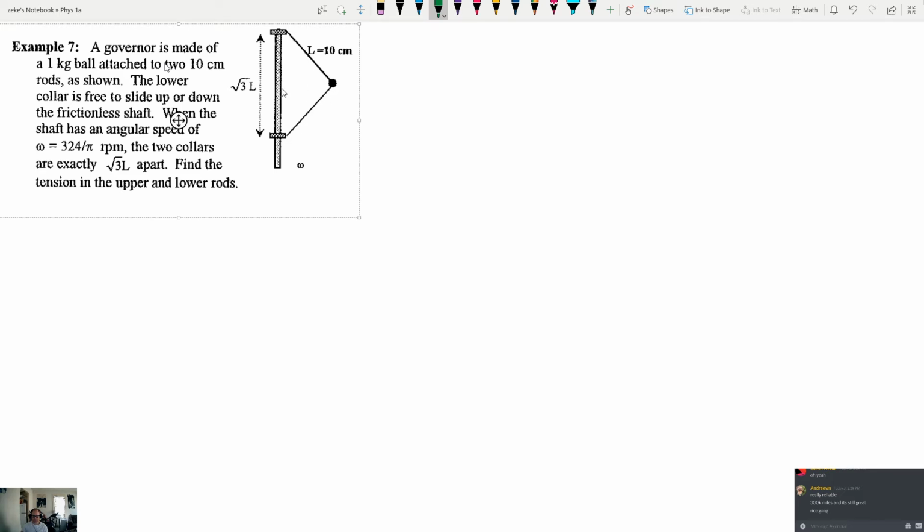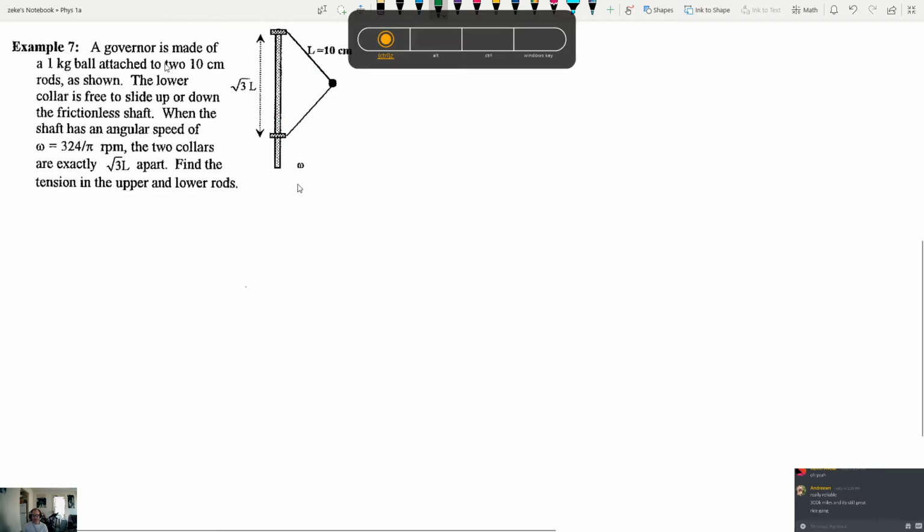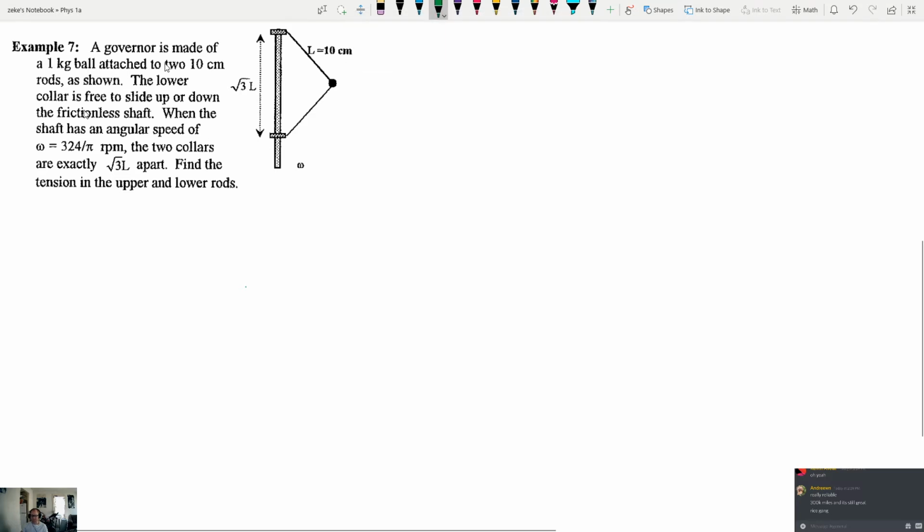These are rods. And then this one can basically slide up and down, and I assume that the object on the end has a hinge or something, so that the angle made between these two is adjustable. So you can imagine that this piece can move up or down. It says the lower collar is free to slide up or down when the shaft has an angular speed of this, the two collars are exactly square root 3 L apart as shown. We want to find the tension in the upper and lower rods. So the tension here and the tension here, that's what we're trying to find. There's going to be two of them.